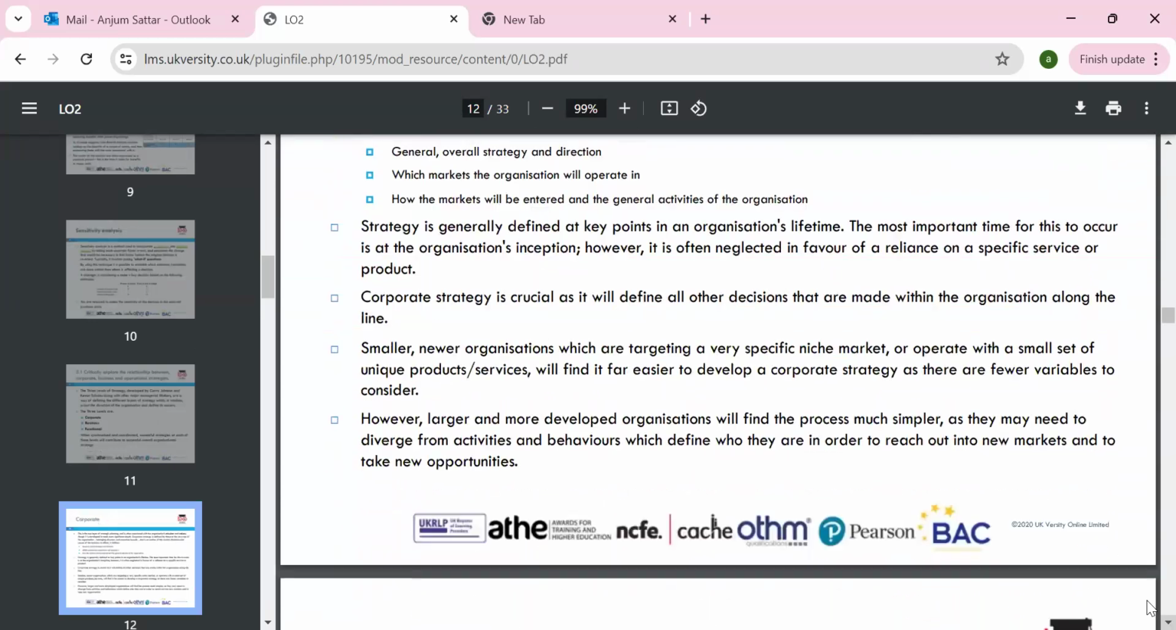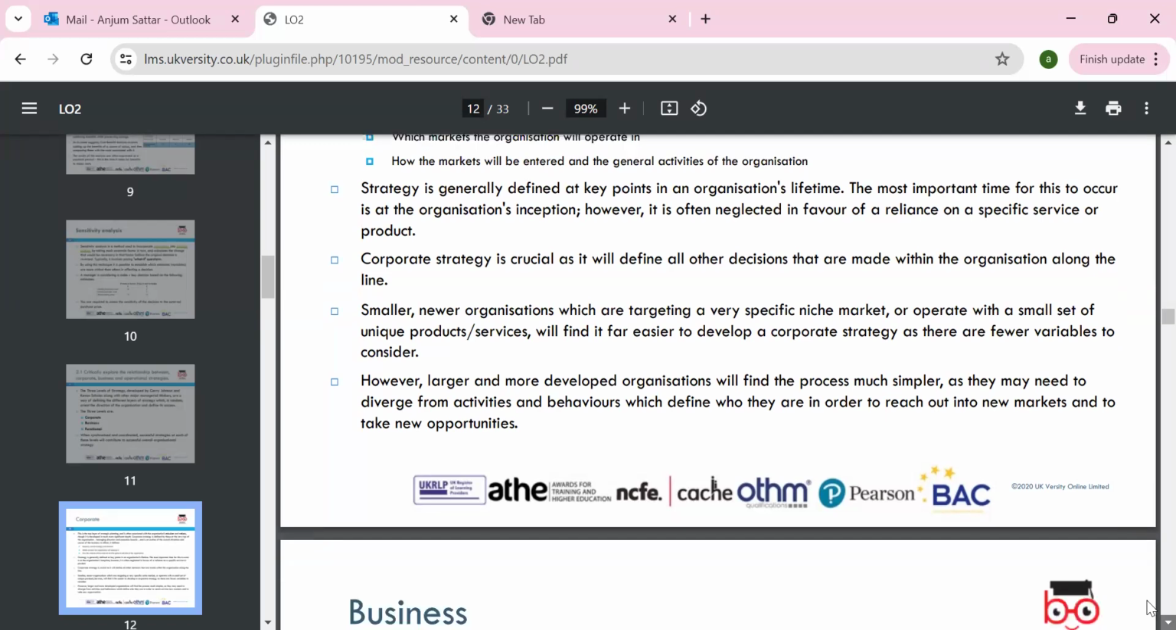Strategy is generally defined as the key points for the organization over its lifetime, the most important decisions for the actors. Corporate strategy is crucial, and it defines all other decisions that are made within the organization. Smaller organizations may target a specific niche market, whereas larger and more developed organizations will define and refine the process more, and we can look at the behaviors.